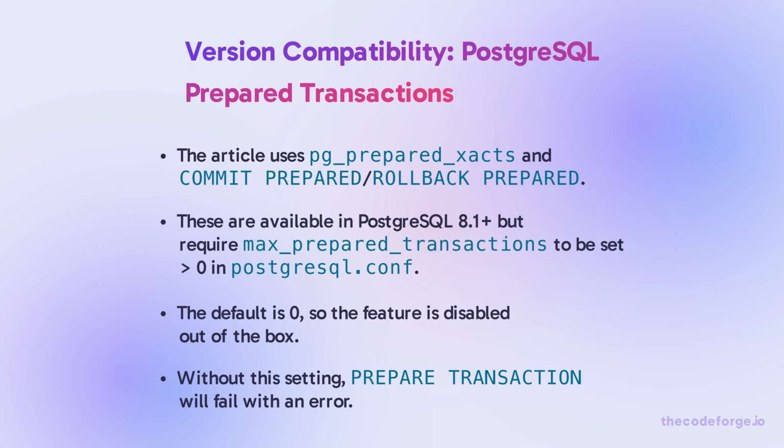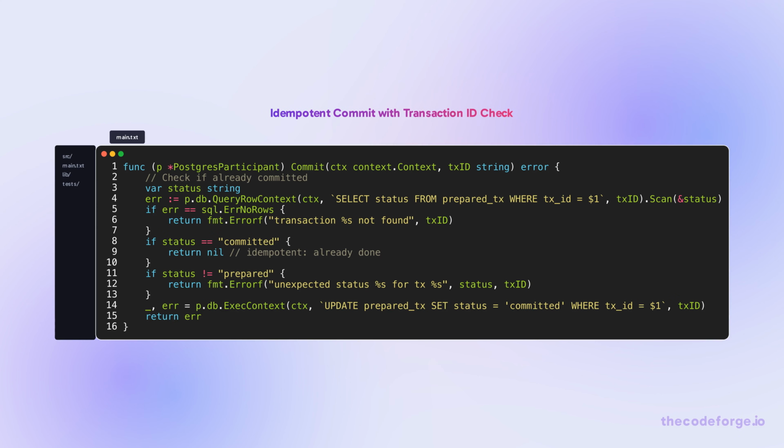The article uses pg_prepared_xacts and COMMIT PREPARED / ROLLBACK PREPARED. These are available in PostgreSQL 8.1 plus, but require max_prepared_transactions to be set above 0 in postgresql.conf. The default is 0, so the feature is disabled out of the box. Without this setting, PREPARE TRANSACTION will fail with an error. The article mentions idempotency, but doesn't show how to implement it in a participant. Here's a pattern where the participant checks if a transaction ID has already been committed before applying the commit, preventing double application after coordinator recovery.